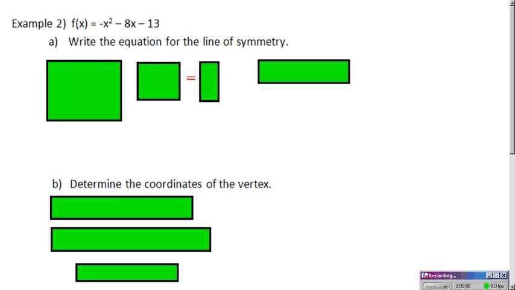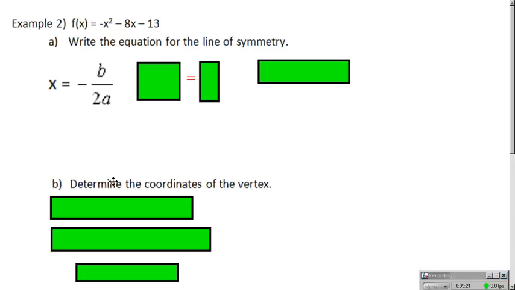In example 2, you're not going to have a graph here to compare to figure out that line of symmetry. So when there's no graph present, you need to jump right into using your equation for the line of symmetry. And here's that equation again. Substitute things in correctly. Remember the standard form, ax squared plus bx plus c.